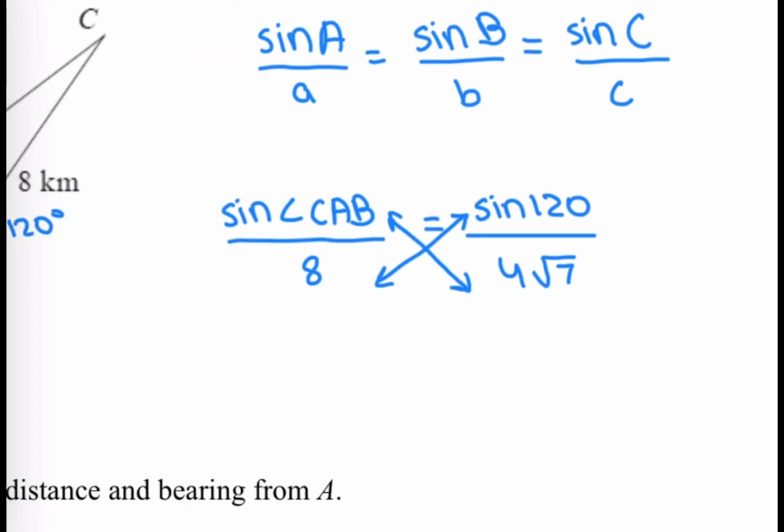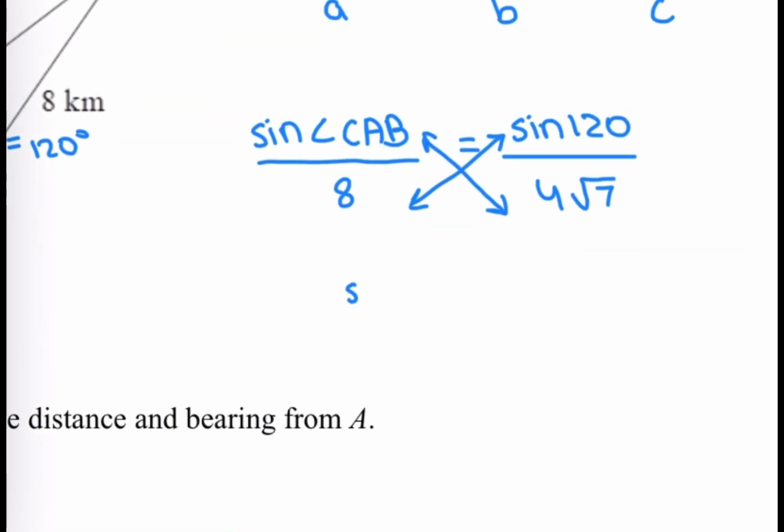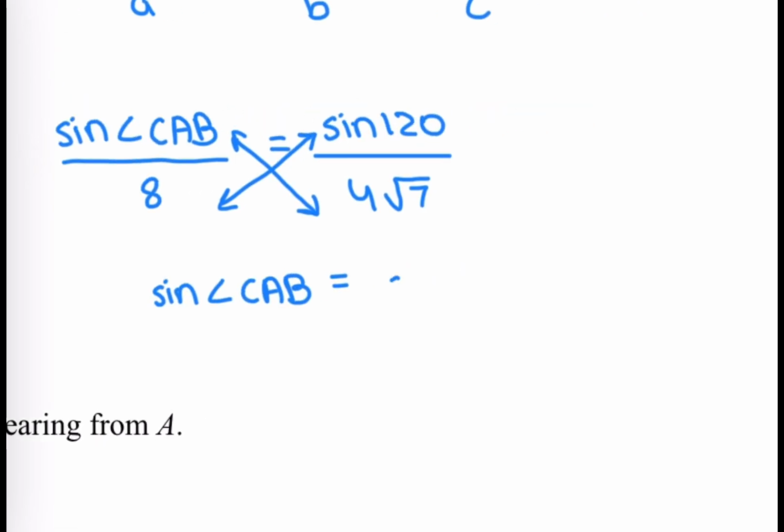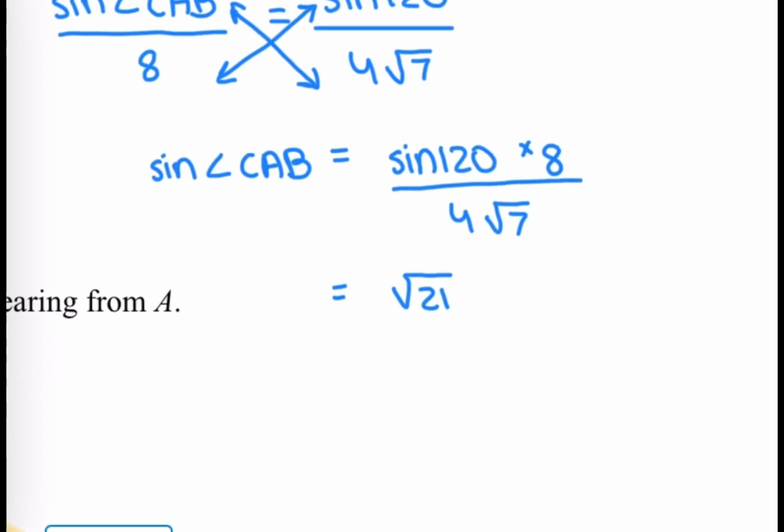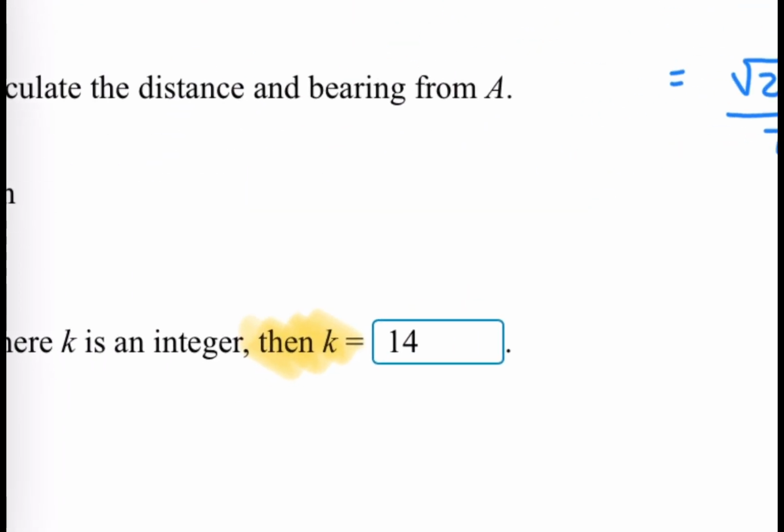and that means that sine of angle CAB is equal to sine 120 times 8 over 4 radical 7. If you solve that, you're gonna get radical 21 over 7. Here they gave you that the answer is 14, which is wrong. This is supposed to be 7.